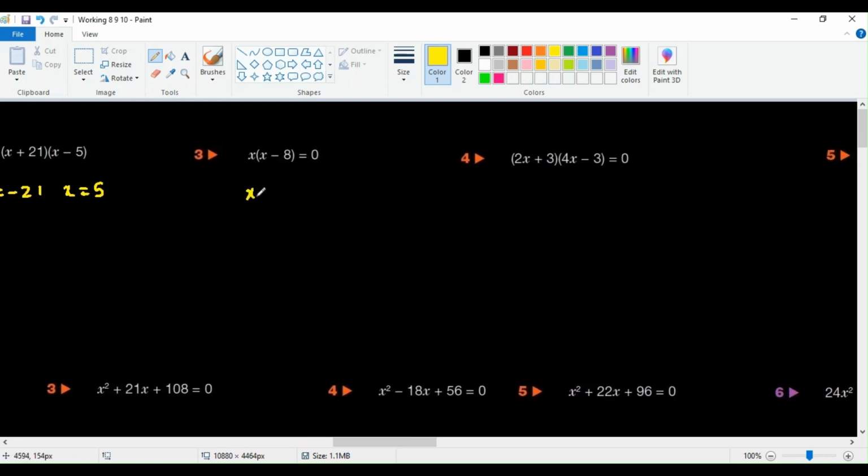Once again, x equals 0. This is the first value, and x equals positive 8. Both are going to be the values of x.